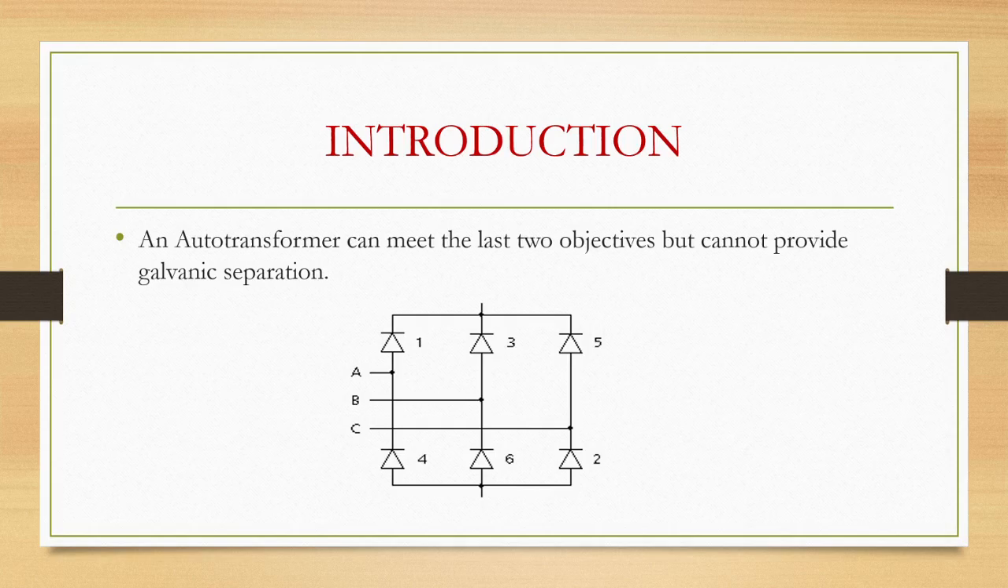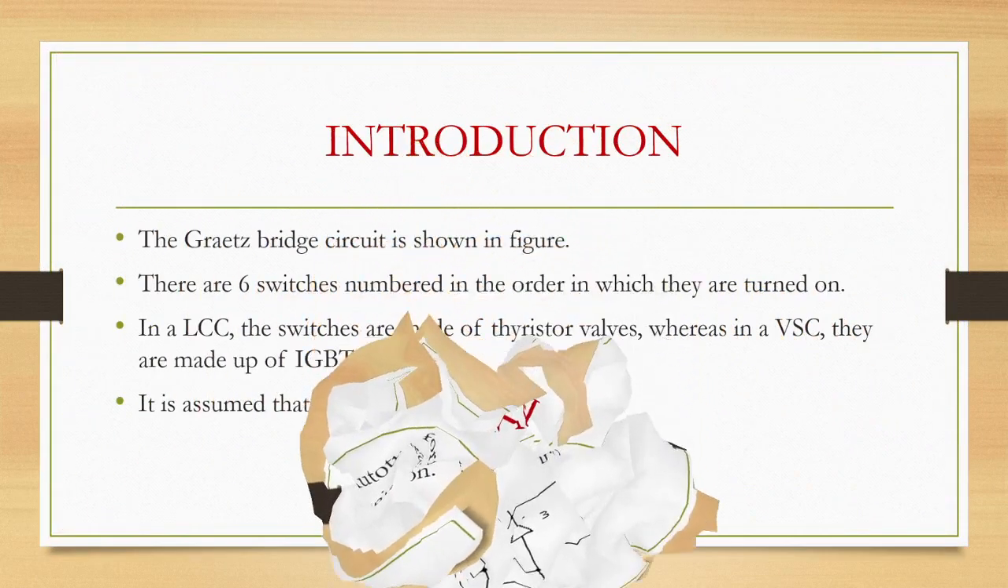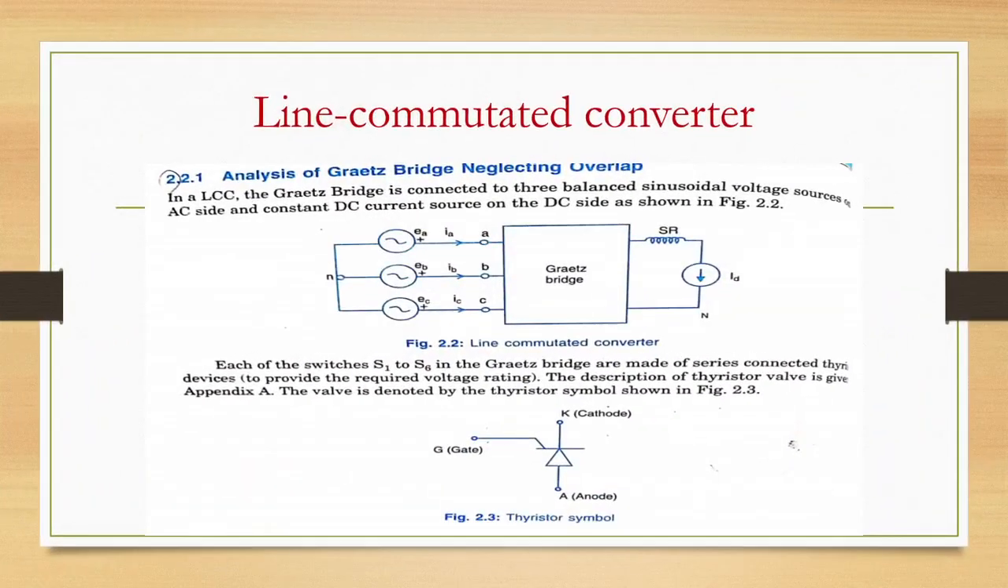As seen in the Graetz bridge, there are 6 switches numbered in the order in which they are to be turned on. In an LCC, the switches are made up of thyristor valves, whereas in a VSC, they are made up of IGBT valves. It is assumed that the phase sequence is ABC. So let us see the line commutated converter. Here we are analyzing the Graetz bridge, neglecting overlap.